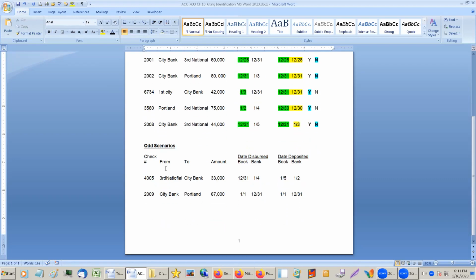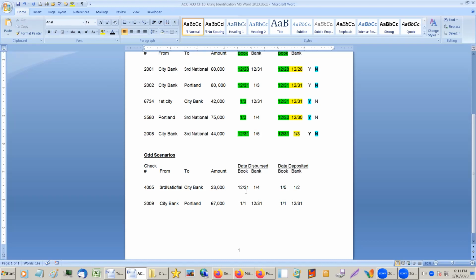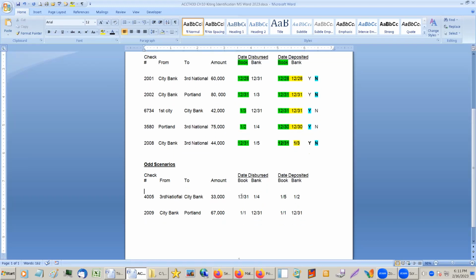Okay, so these are kiting examples. Now down here, these are odd scenarios. These are not necessarily kiting. They're just some things you gotta be aware of. The first one down here, you'll notice that the disbursement date is before. Well, first of all, they're not made on the same date. The disbursement and the deposit aren't made on the same date, which is a no-no, but this actually isn't technically what they call kiting. And here's why. What's the weird thing about this one, as far as the book is concerned?